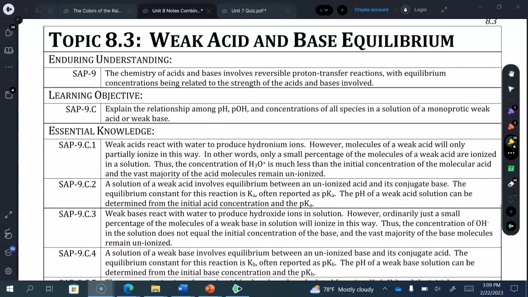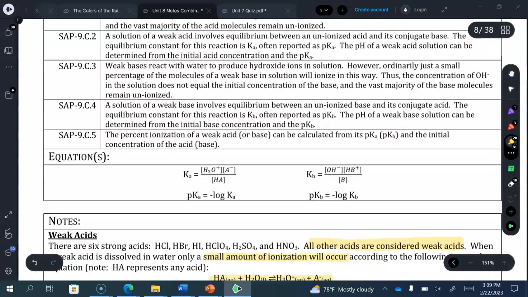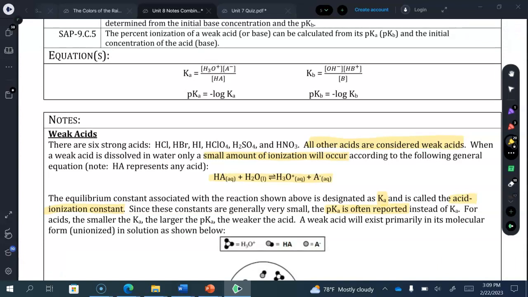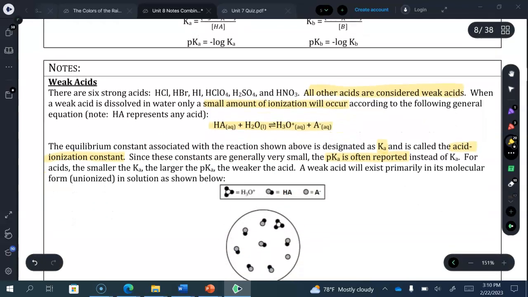By the end of this, you should be able to explain the relationship among pH, pOH, and concentrations of all species in a solution of a weak monoprotic acid or base. We're going to focus on these equations given here with the acid and base ionization constants, and look at the equilibrium and how that relates to weak acids and bases.